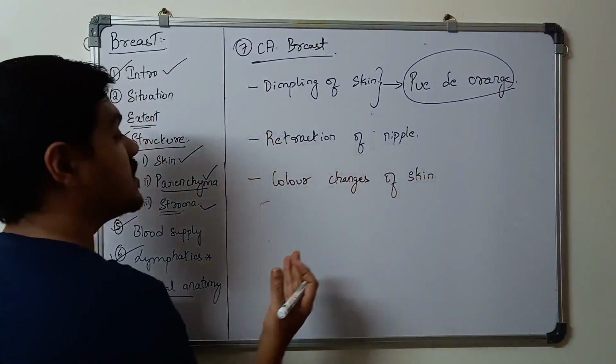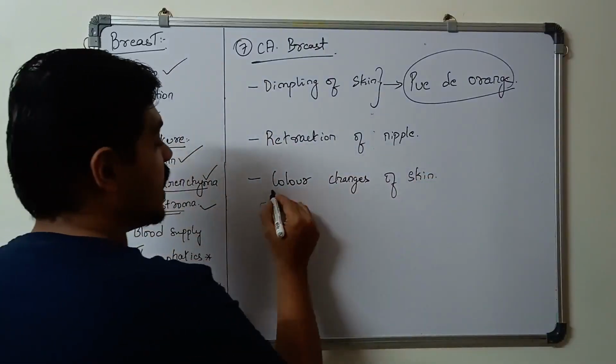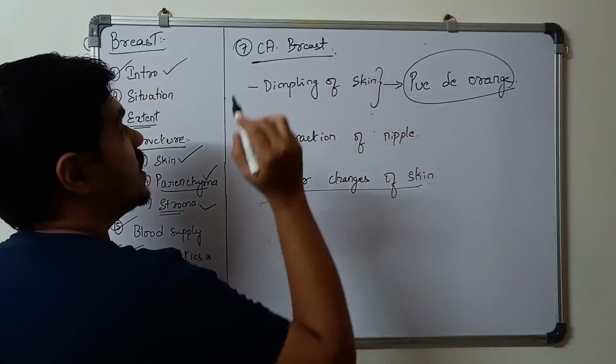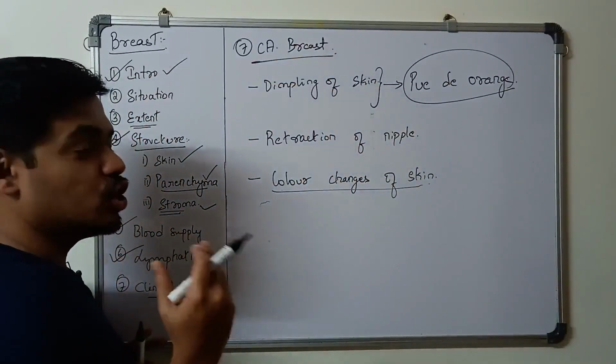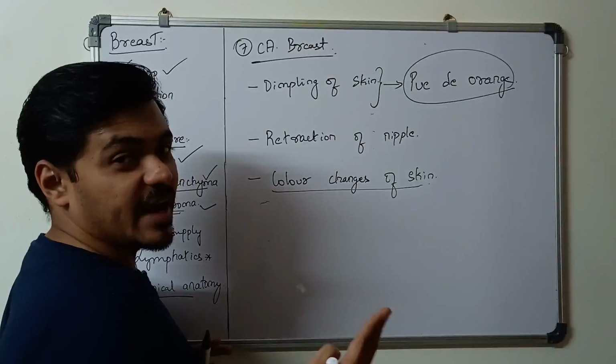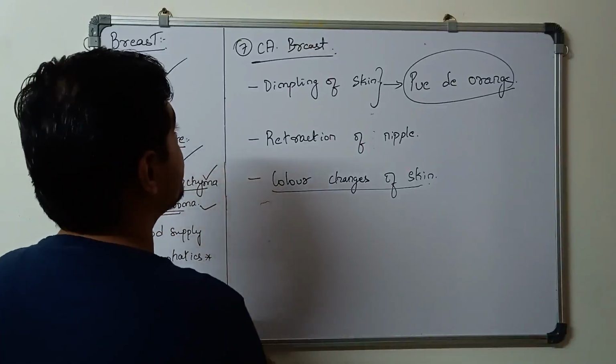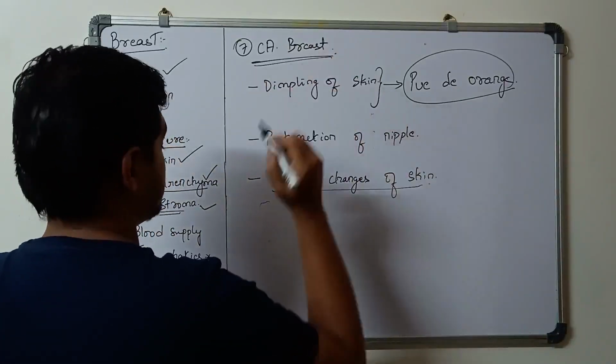Now, any skin changes, color changes of the skin, it can be erythematous, it can be bluish, whatever. Any color changes of the skin should indicate some kind of a neoplasm. A neoplasm can be a malignant or benign tumor. So this is about CA breast.